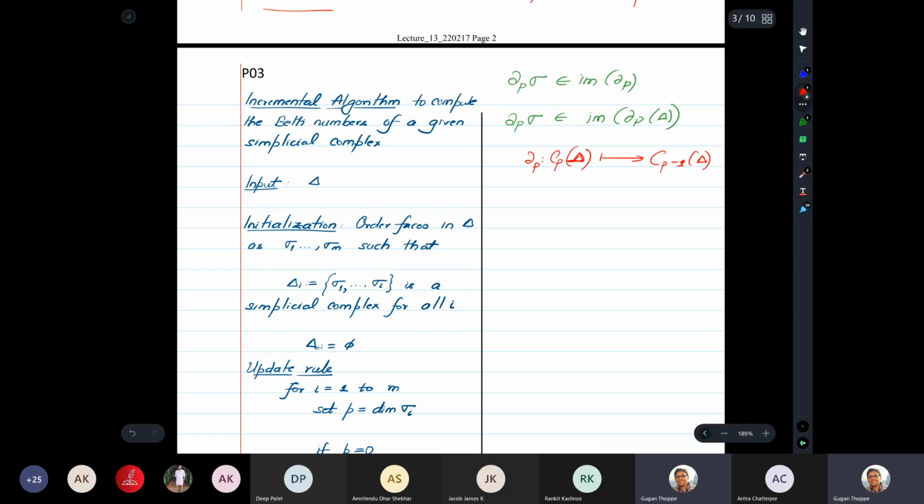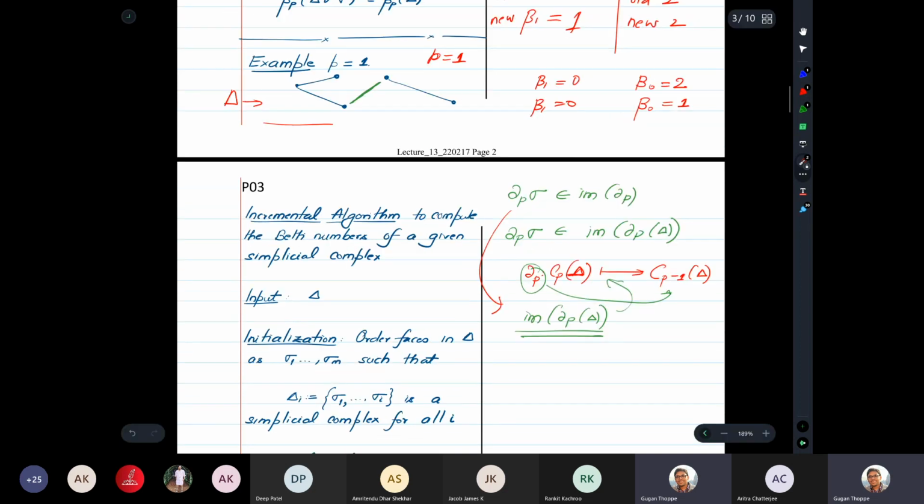This is a vector space homomorphism, so you can talk about the image of ∂p of Δ. When I write something like this, I mean the image of this operator over here. This will be a subset of Cp minus 1 of Δ, right? What we are interested in knowing, this condition is equivalent to asking whether this lies in the image of ∂p of Δ, right?